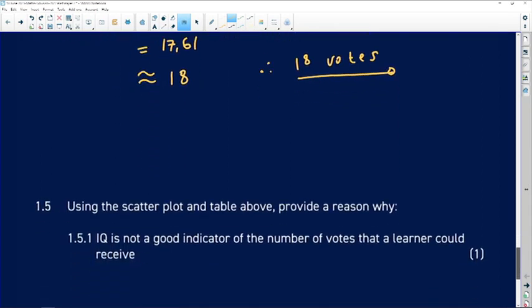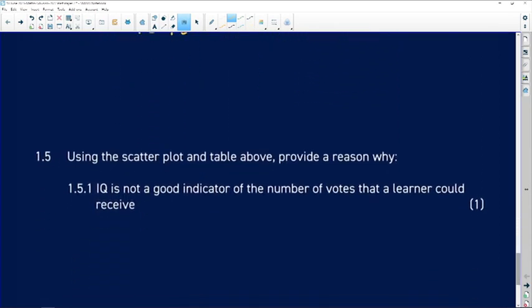Okay, sweet. Now, the next question, which is question 1.5, says to us here, using the scatter plot and the table above, provide a reason for 1.5.1 why IQ is not a good indicator of the number of votes that a learner could receive. Why is IQ not a good indicator? Well, somebody might say that the fact that you're smart does not actually guarantee whether you'll be a good leader or not. Okay, we're not going to vote for you because you're too smart. We don't know about that.